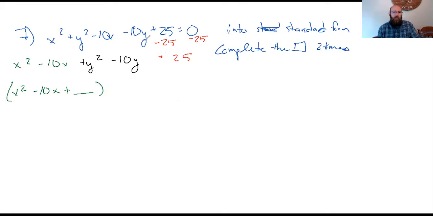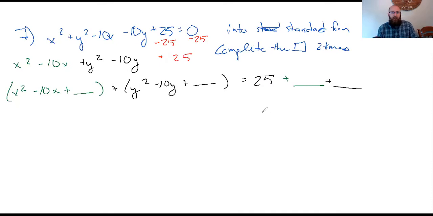Okay. All right, so we have this. And then we're going to switch to black. Okay. And then plus y squared minus 10y plus, I'm going to give myself a space. And then that equals 25. But we have to remember that I added a green number and I added a black number. I added the green one from my x's, I added the black one from my y's. So it is important that if I added it on the left side, I have to add it onto the right side. So let us now discuss what goes into those blanks.